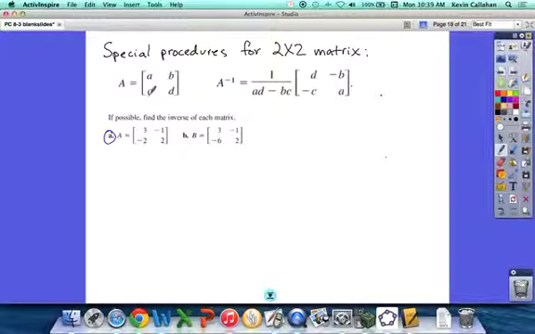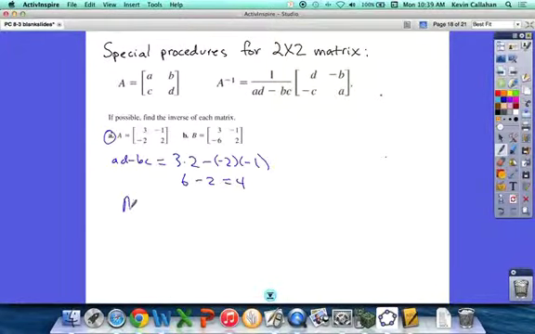So for example, in this particular problem, probably the easy thing to do is first do the AD minus BC for this one on the left. Remember how we labeled these, A, B, C, D. So that'll be 3 times 2 minus negative 2 times negative 1, which is 6 minus 2, which is 4.